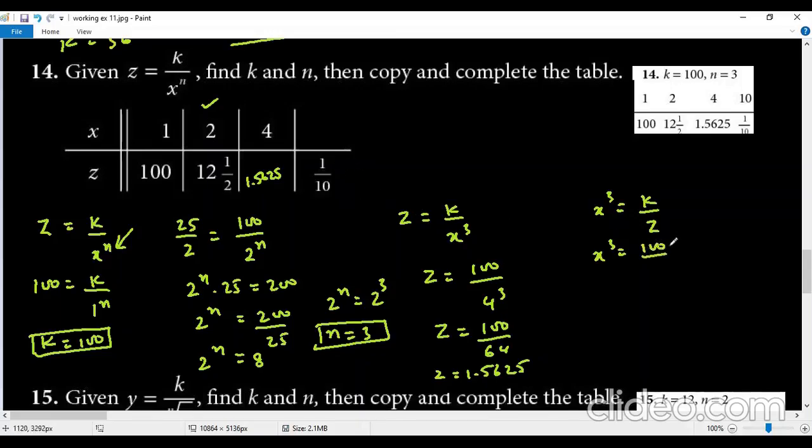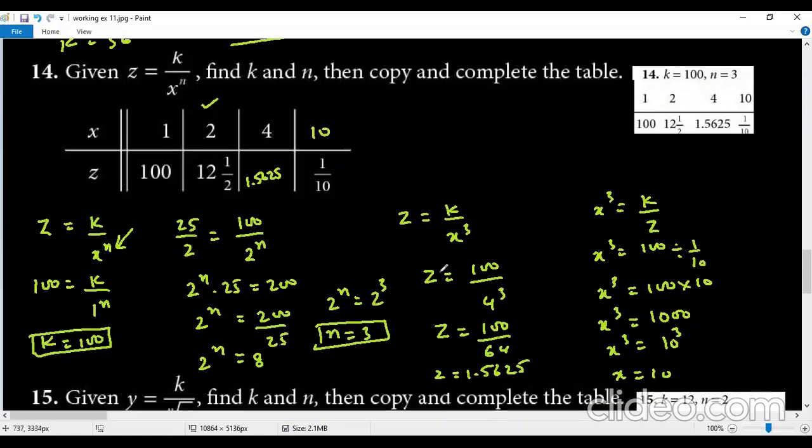When it comes to x cube equals k over z, the k value is 100, and the z value is given as 1 over 10. That means 100 is divided by 1 over 10. That means x cube equals 100 times 10, which is x cube equals 1000, and 1000 can be written as 10 cube. So when the exponents are same, bases are same, so the value of x is going to be 10. So you write a 10 here.